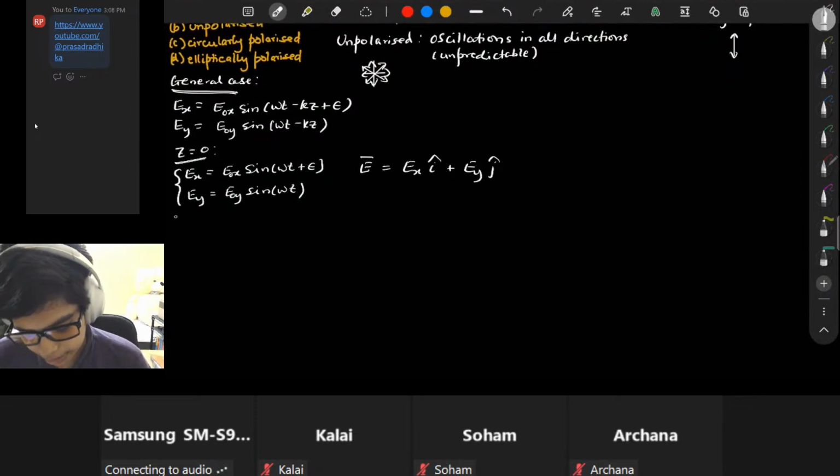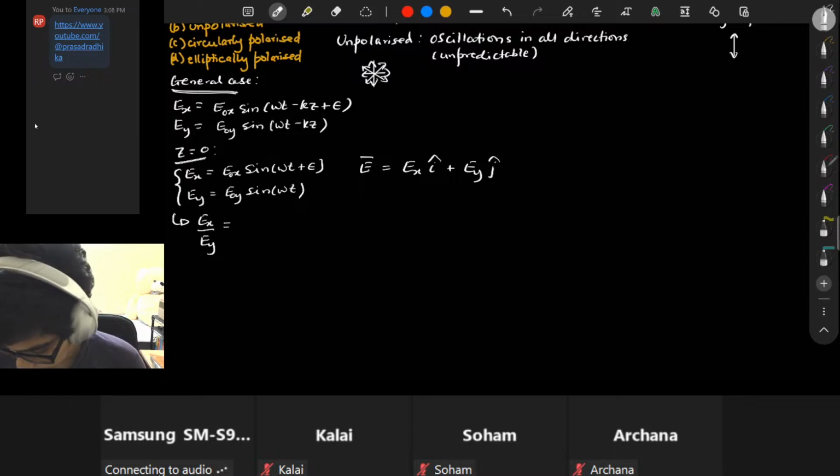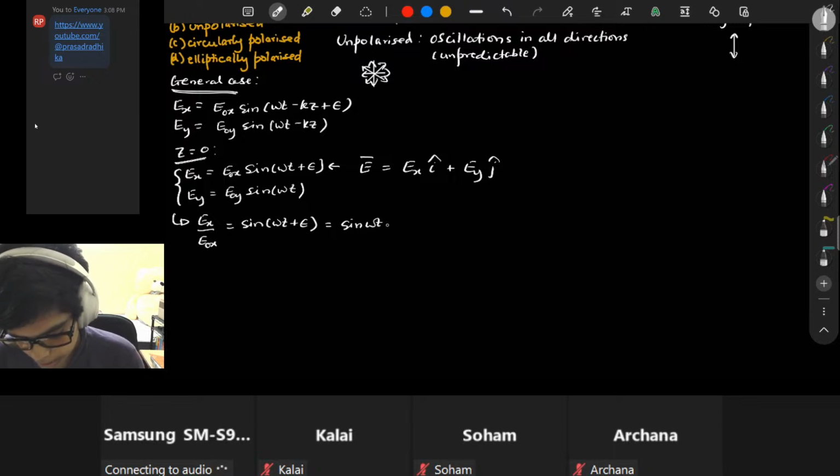Now, combining these, we take the ratio, sorry, not Ex by Ey, let me take Ex over E naught x. This is sine of (omega t plus epsilon) from the first equation. If we expand this, sine(omega t plus epsilon) is sine omega t cos epsilon plus cos omega t sine epsilon.